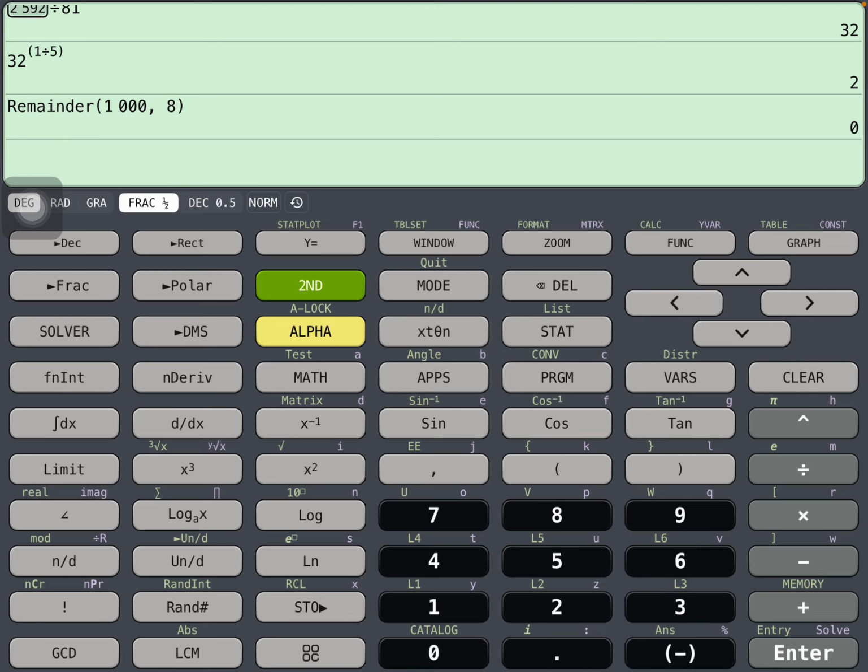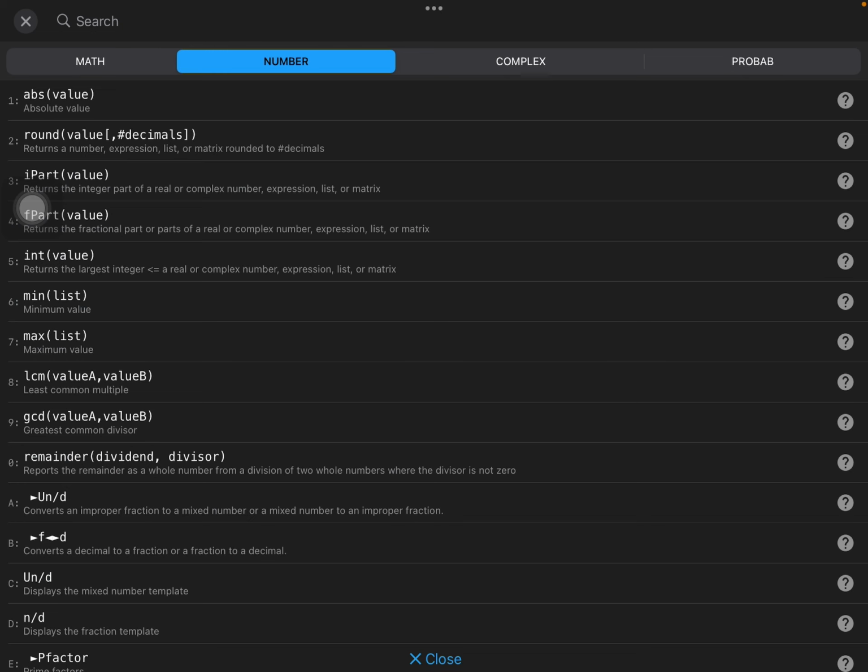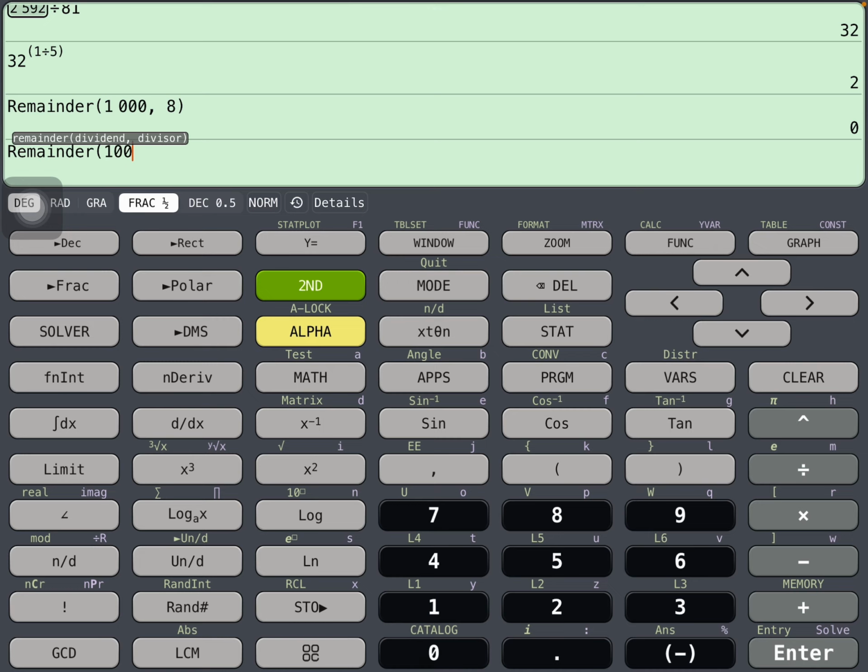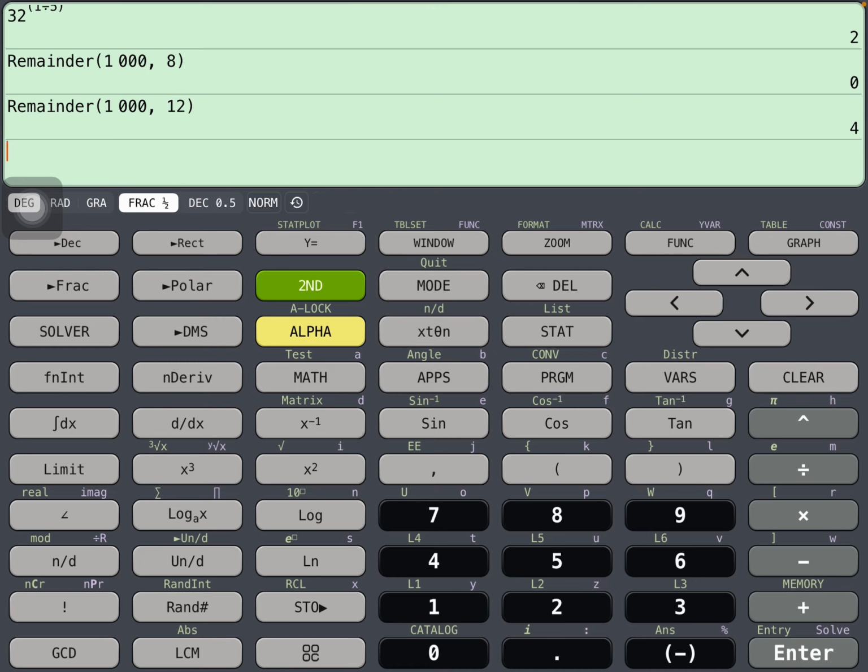It gives us 0. Now if we wanted to break that down into, I don't know, 10-bit packets, or let's do 12-bit packets, then we're going to have some leftovers. 1,000 mod 12 will give us a remainder of 4.